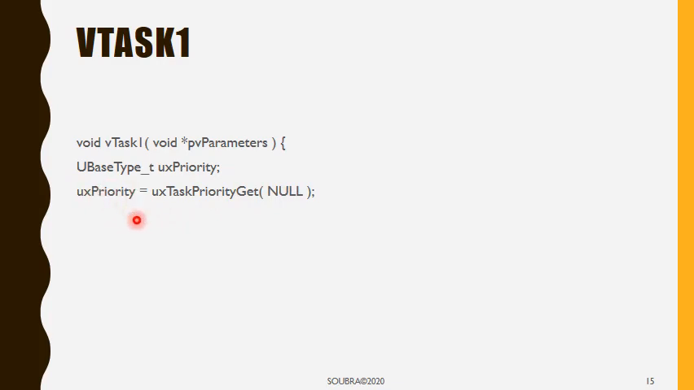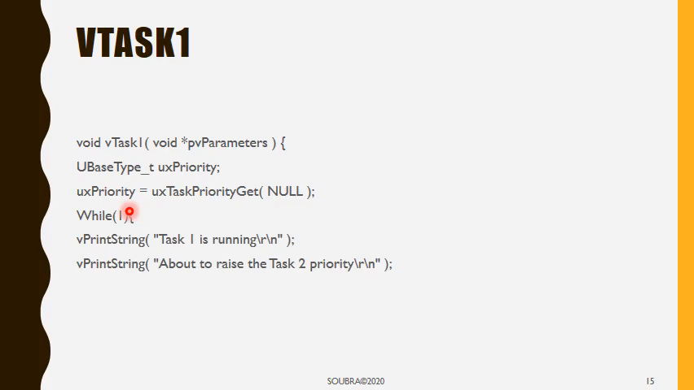So I believe the priority of task number 1 is 2, so we will have 2 here. Alright, so in a while 1 perpetual loop, I'm going to spit out a message. Oh, fancy. I'm about to raise task number 2's priority.